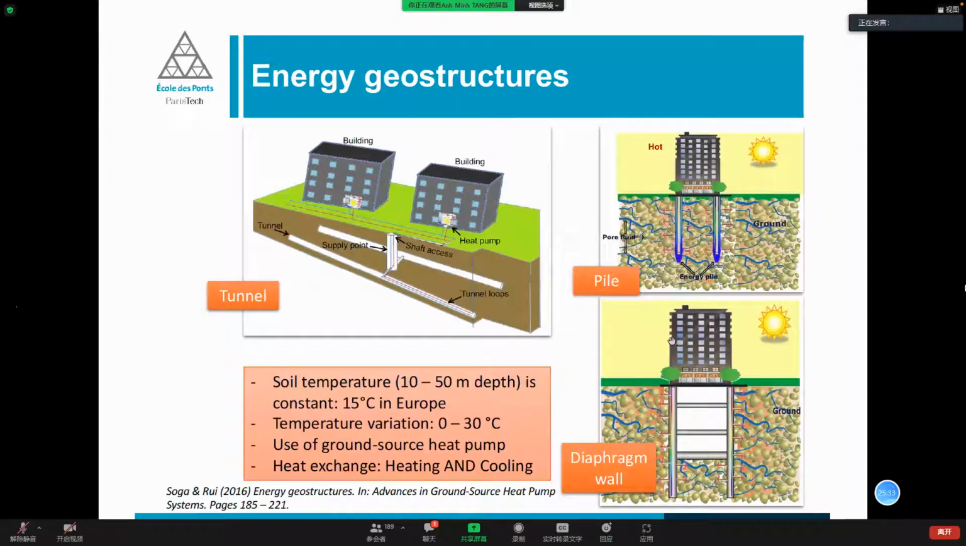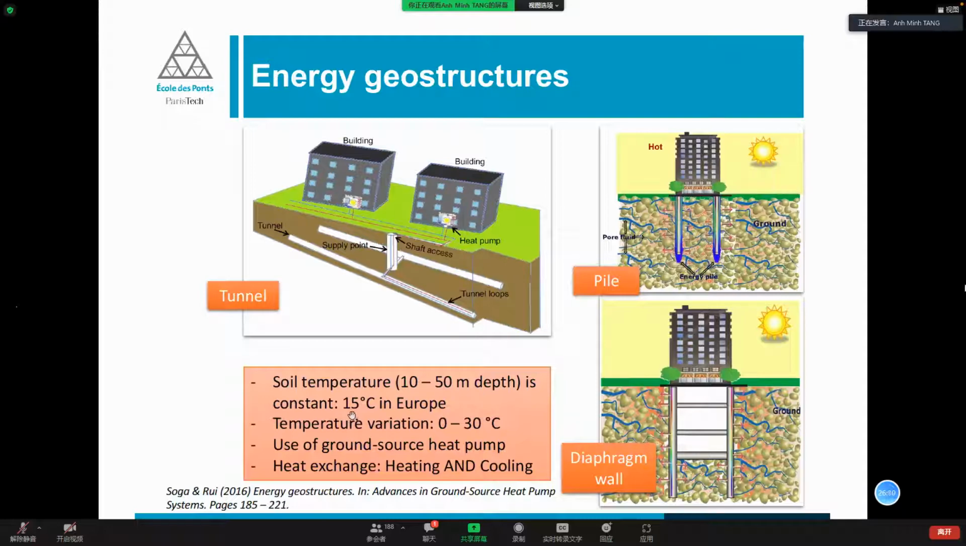So the idea is that we can use this system both for cooling and for heating. In summer, it's hot around, and with the heat pump we can inject the heat into the ground so that it can cool down the building. Then in winter, we can use this heat pump again, but exchange the temperature in the ground, and use the heat in the ground to heat the building during winter. Why? Because normally the temperature in the ground, between 10 and 50 meters depth here, is quite constant.